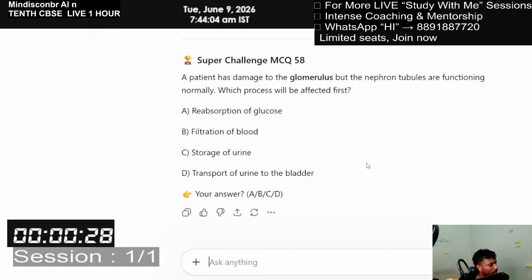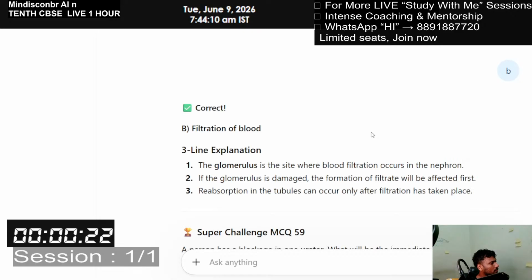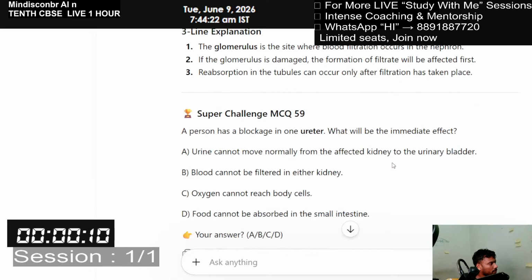Filtration of blood will be affected. The glomerulus is the site where blood filtration occurs in the nephron. If the glomerulus is damaged, the formation of filtrate will be affected first. Reabsorption in the tubules can occur only after filtration has taken place.